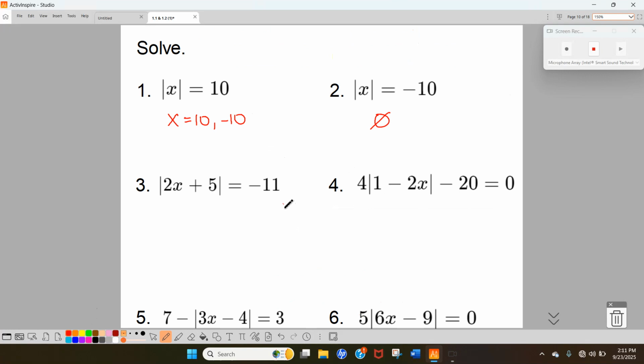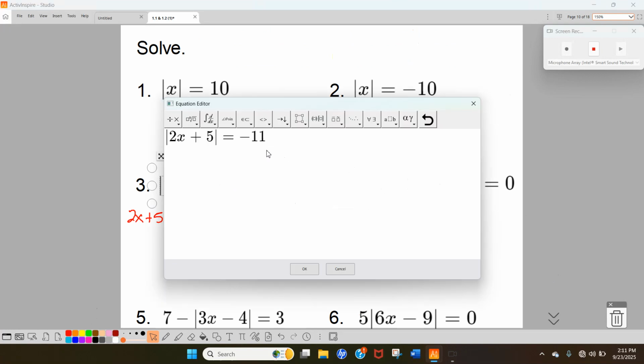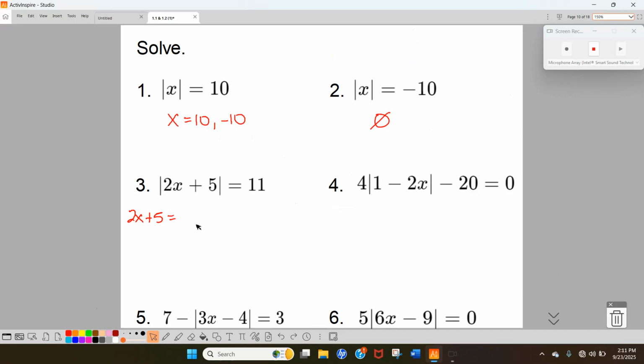All right, so then problems like number 3, we have to account for the fact that whatever 2x plus 5... did I mean for that to be negative? Sorry, I changed up my slide a little bit before I made this video, and I don't think I intended for that to be a negative 11. Let's make that a positive 11. If it was negative 11, it'd be no solution. You could stop, but that was not my intent, I don't think.